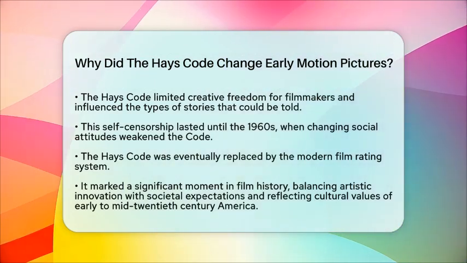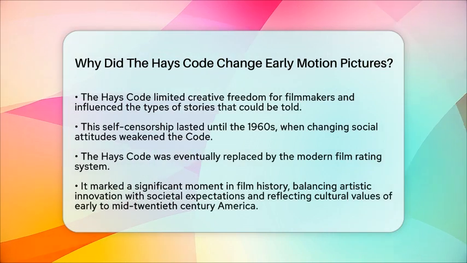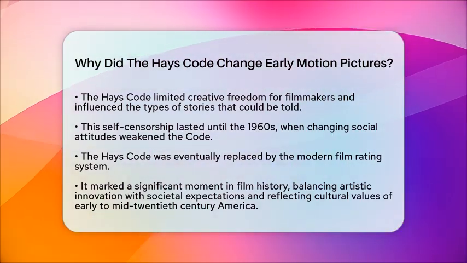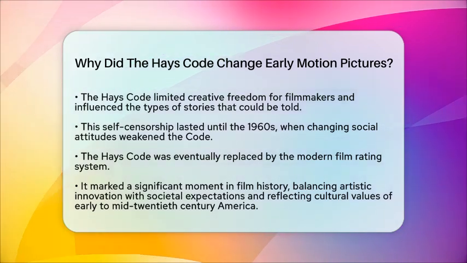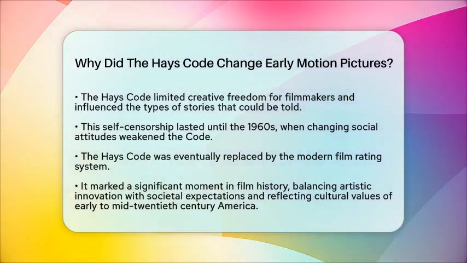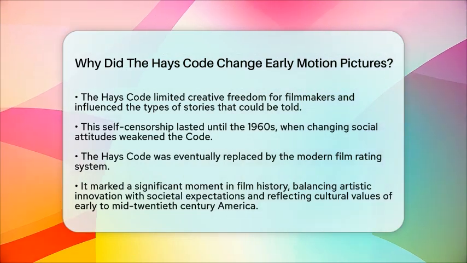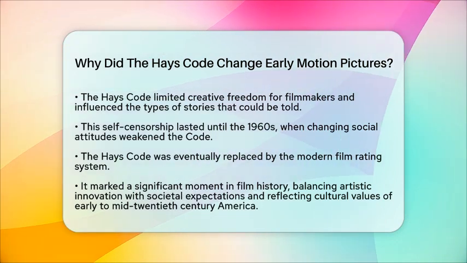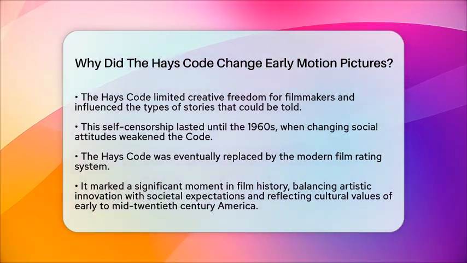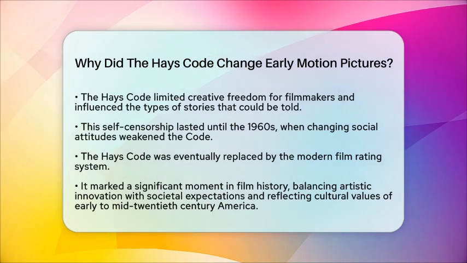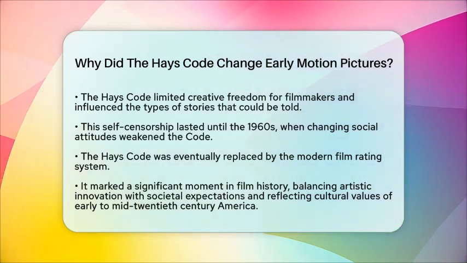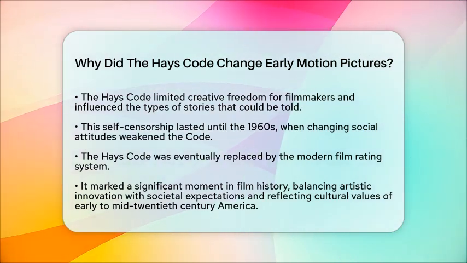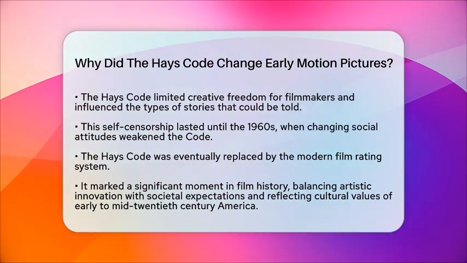In the context of foundational cultural and artistic moments in motion picture production, the Hays Code marks a significant milestone. It was a time when the film industry took responsibility for regulating its own content, balancing artistic innovation with societal expectations. The code's influence shaped film narratives and performance styles, reflecting and reinforcing the cultural values of early to mid-20th century America. Understanding the Hays Code helps us see how film content evolved, and how the dialogue between creative expression and social standards continues in cinematic history.